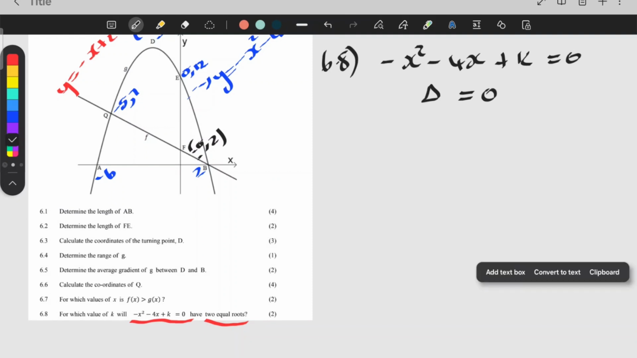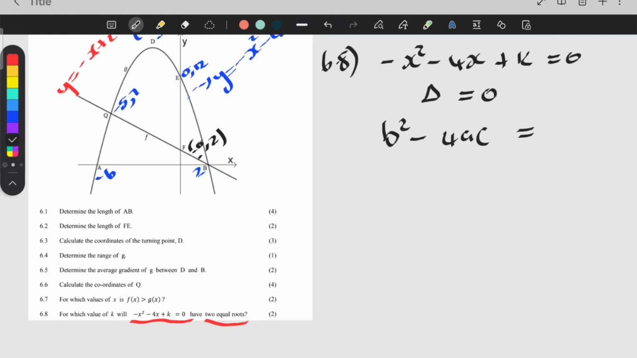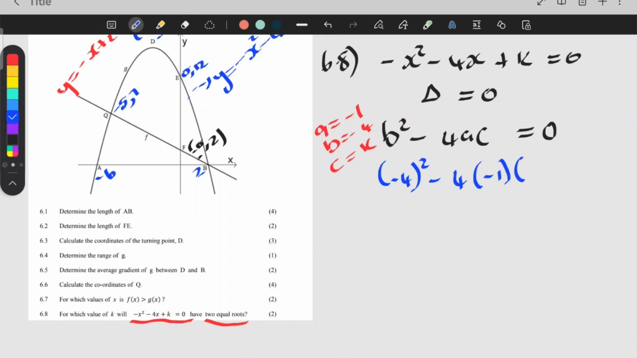For equal roots, delta is equal to 0. So b squared minus 4ac, that's delta, must be equal to 0. Now when you look at the equation that they gave us, our a is this number over here. So let's write down a is -1. b is -4. And c is anything without an x, so c is k. So I'm going to substitute that. So now b squared, so b is -4, minus 4, a is -1, c is k, equals 0.